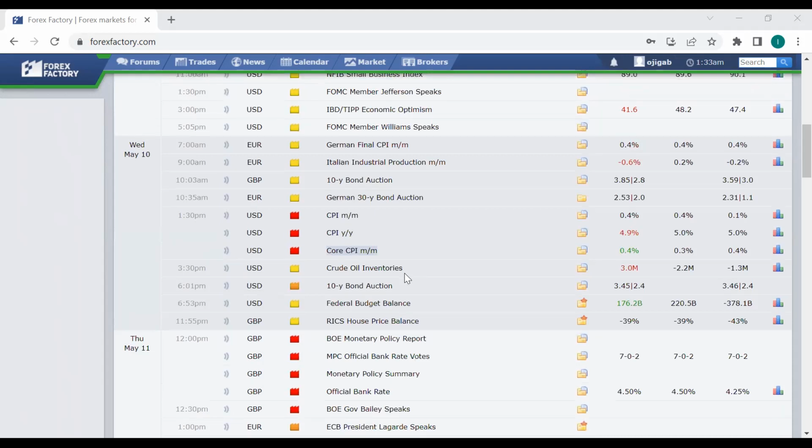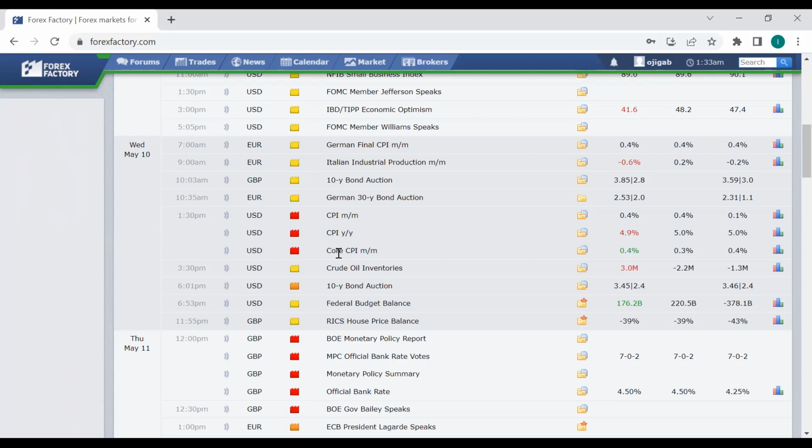Now, interestingly, people have called asking, okay, how come we have some mixed data? The key is to understand what CPI year on year means, and also core CPI month on month. This one compares the price of a consumer basket of goods in the current month with the same month in the previous year.